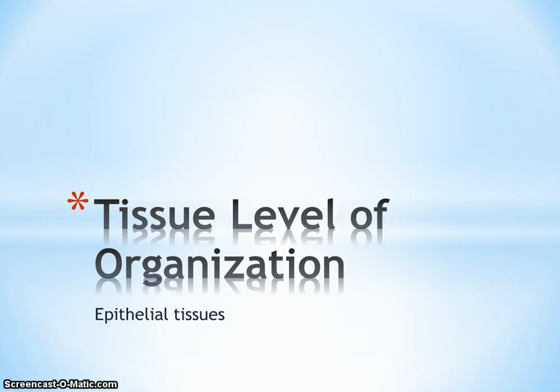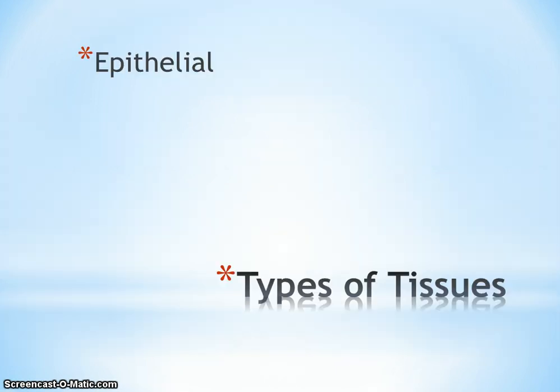With this lecture, we are moving from the cellular level of organization and the chemical level of organization where we have been working previously, and now we are going to move to our next level, which is the tissue level of organization. We are going to focus on epithelial tissues for this lecture. There are 4 types of tissues.